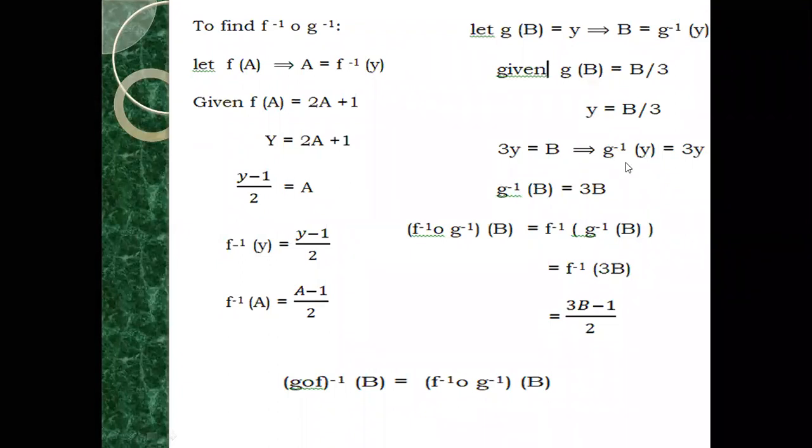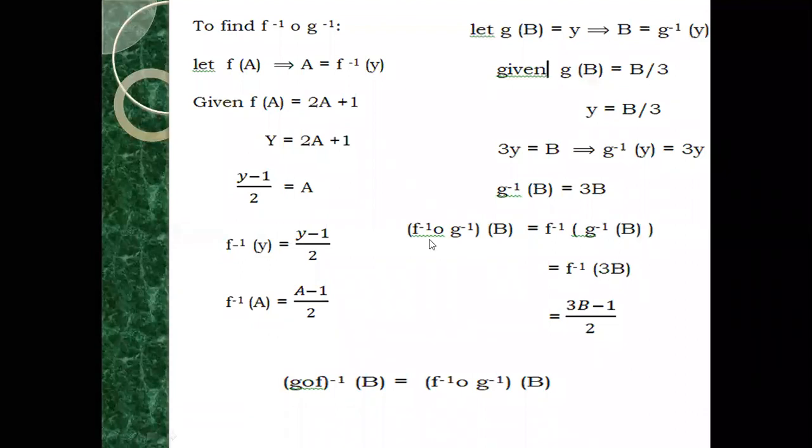Now we replace Y by B. G inverse of B is equal to 3B. Okay. So we have the value for F inverse of B and G inverse of B. So we need to find F inverse circle G inverse of B.